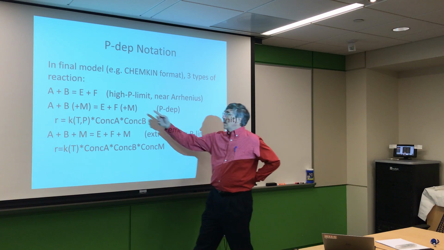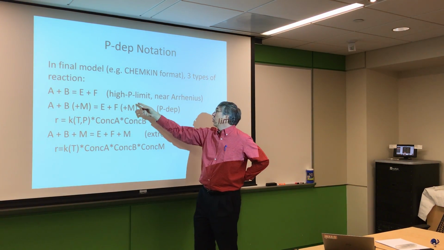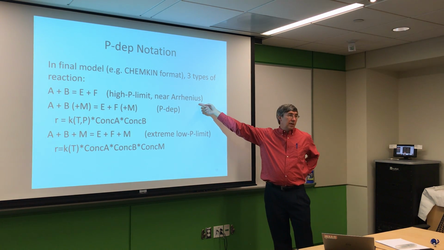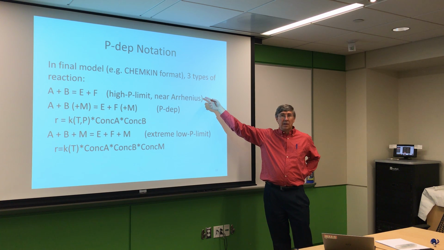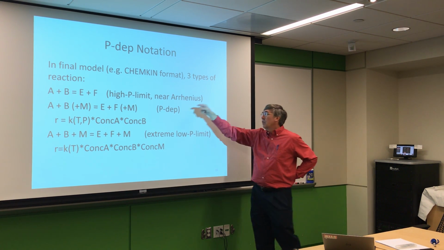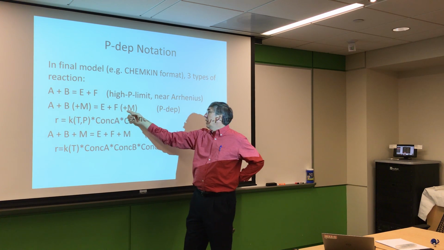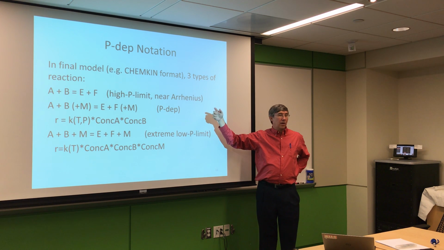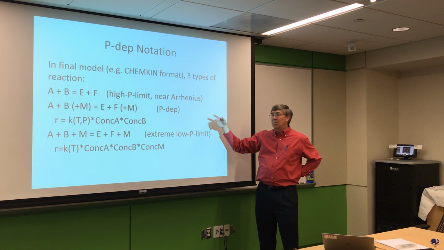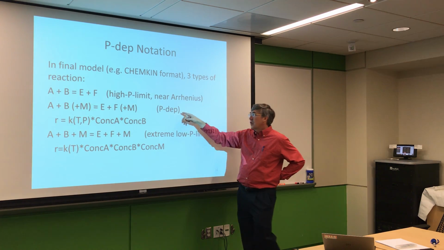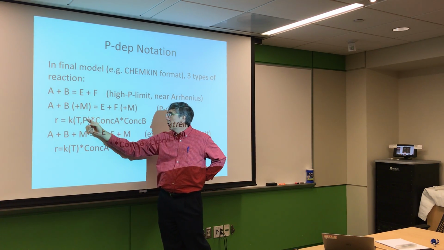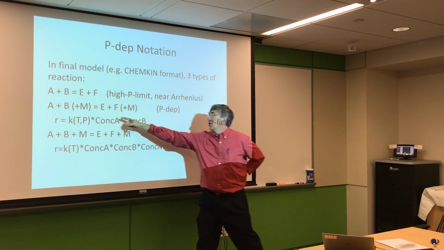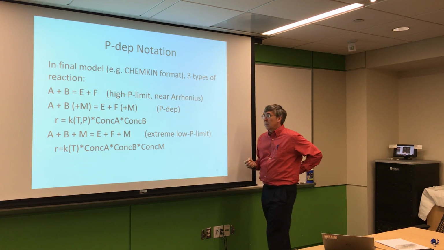All right, notation in the files. If you write in, say, a ChemKin file, A plus B goes to E plus F, it's going to read that as a high-P limit rate, and it's going to expect Arrhenius parameters, A, n, and Ea. If you write it with parentheses plus M, then it's going to expect it to be PDEP, so it might expect a Chebyshev or other forms, like a log P form. The way it evaluates the rate is it gets the PDEP expression, evaluates it, and then multiplies it by the concentration of A and the concentration of B. It's not going to include the concentration of M in that rate law.